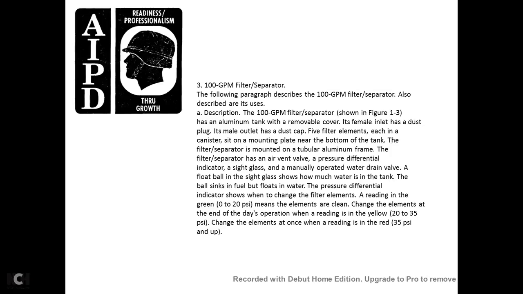It also describes its use. The description: the 100 gallon per minute filter separator is shown in figure 1-3. It has an aluminum tank with a removable cover, a female inlet with a dust plug, a male outlet with a dust cap, and the filter elements.